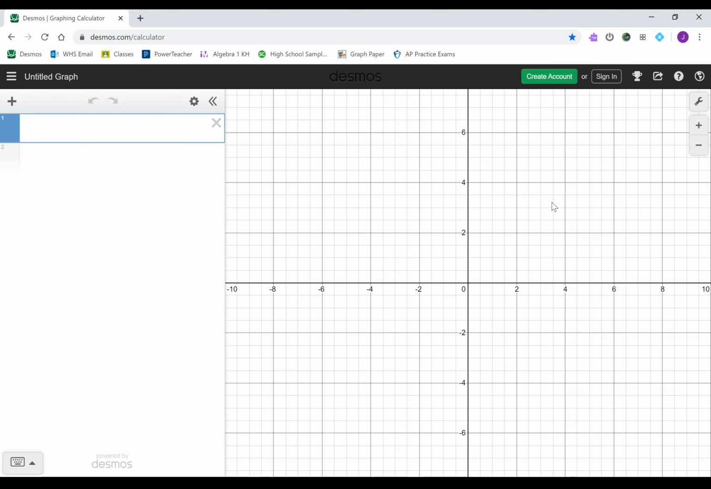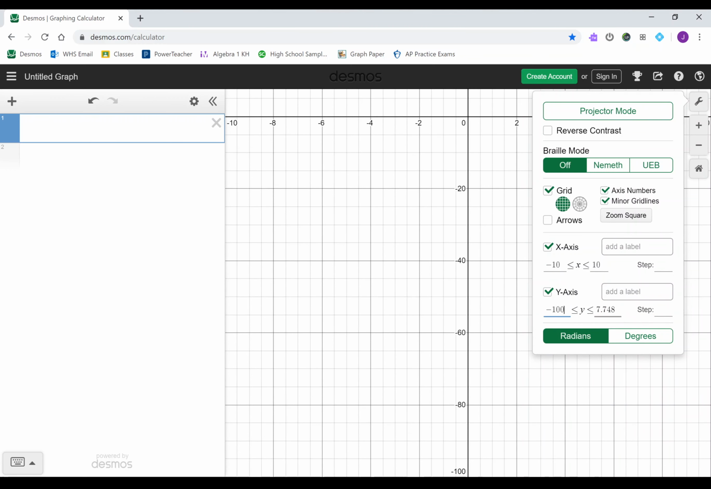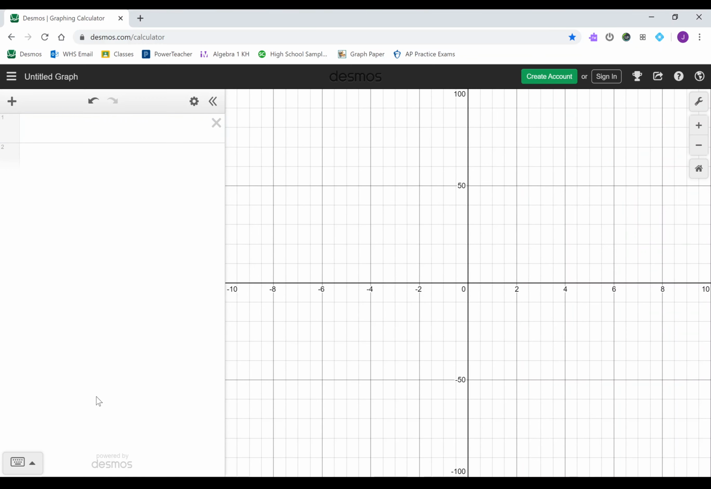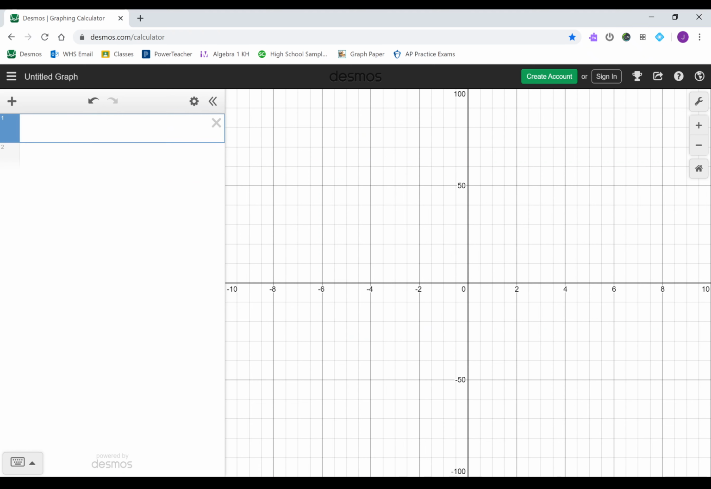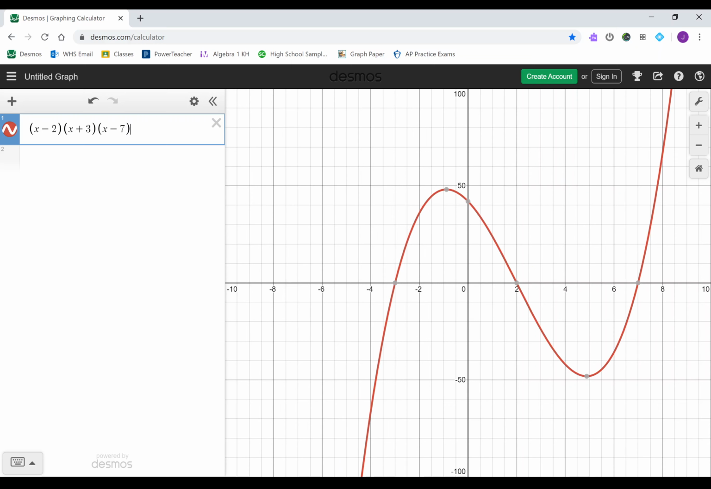So that's the first thing I will set up on Desmos by going over to this wrench and changing the axis options. So x, I still want to go from -10 to 10, but y, I want to go from -100 to 100. So now our graph is set up the way they have asked us to. And we can go ahead and type in those two functions. So the first one, x minus 2, x plus 3, x minus 7. And let's type that in exactly as it was on the paper, and there is our function.